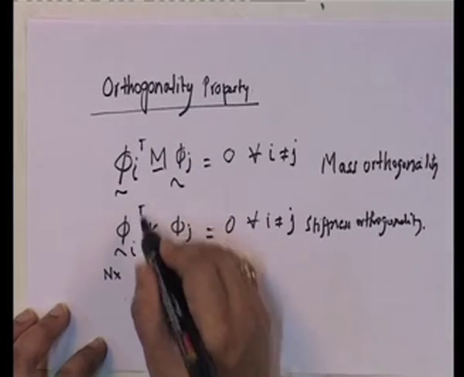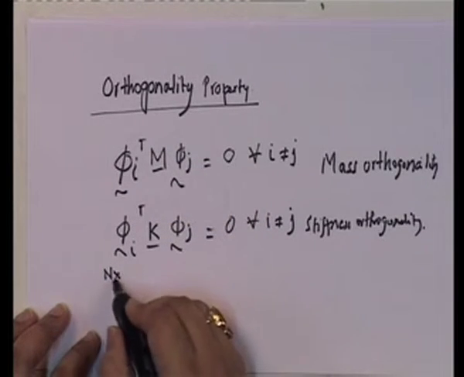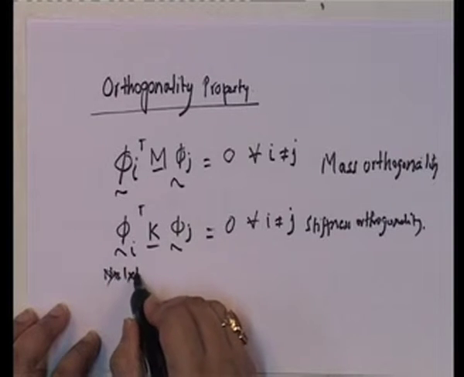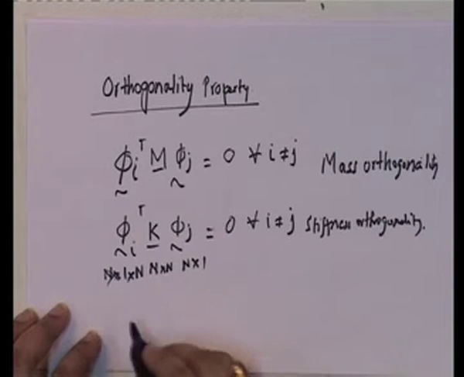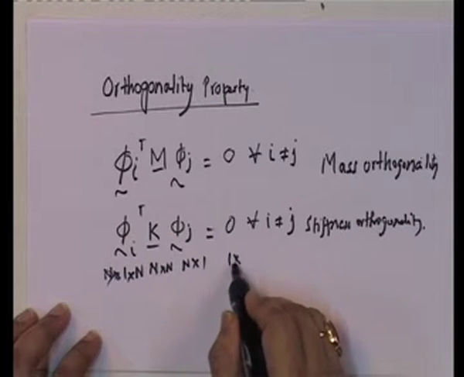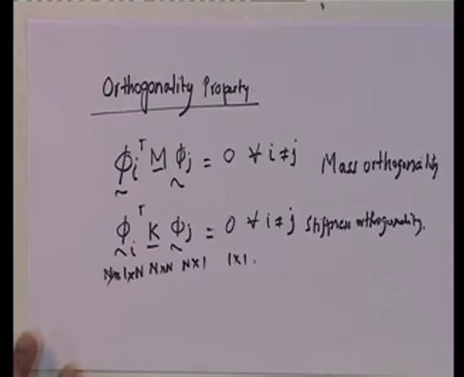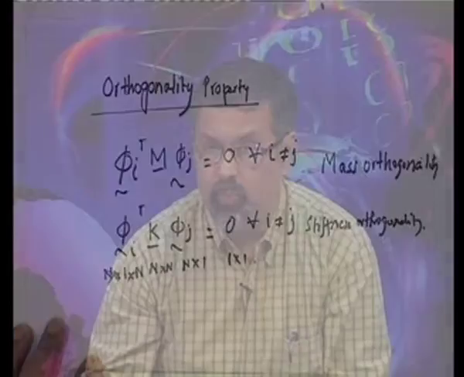Note that this is phi I transpose. So this is a 1 by n, this is an n by n, this is an n by 1. When you multiply it, you get a scalar, 1 by 1. Okay, so this is the orthogonality property. Now, how do we prove this orthogonality property? Let us look at it.